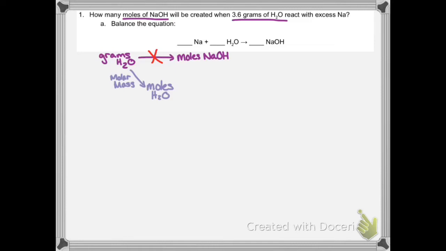Can we go from moles of water to moles of sodium hydroxide? Perfect. Yes, we can, and that's because we can use the mole ratio.